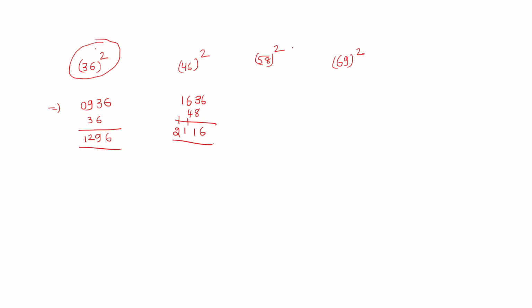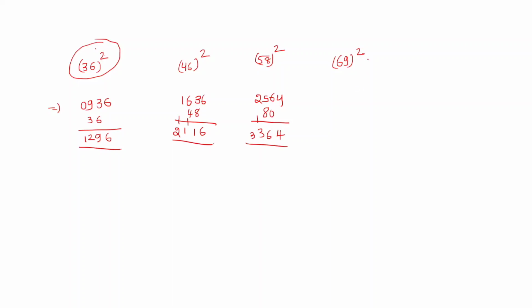Similarly, what is the value of 58 square? 8 square is 64. What is the value of 5 square? That is 25. Now I should multiply all these three digits. 2 5s are 10, 10 8s are 80. I will write 80 by leaving units place. 4, 6, 8 plus 5, 13, 3, 3, 6, 4.